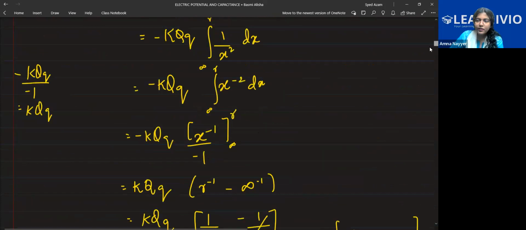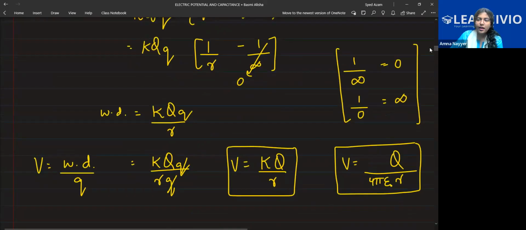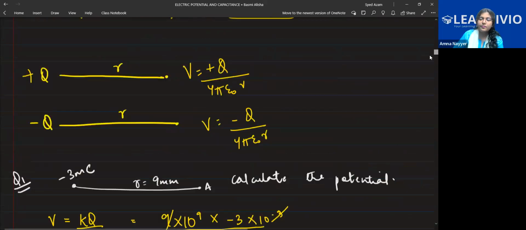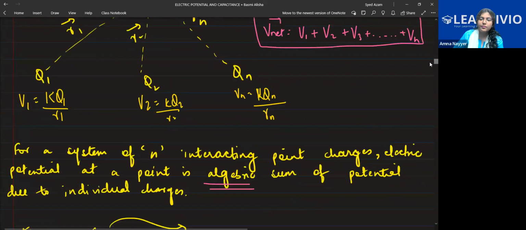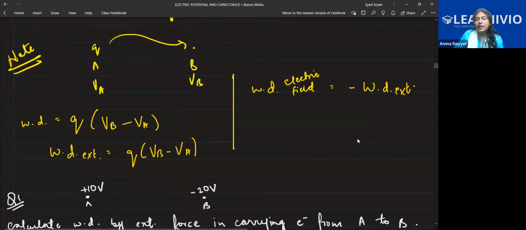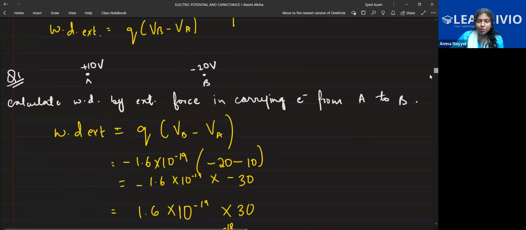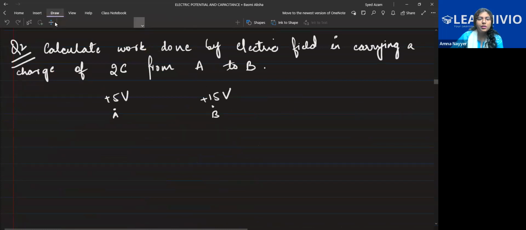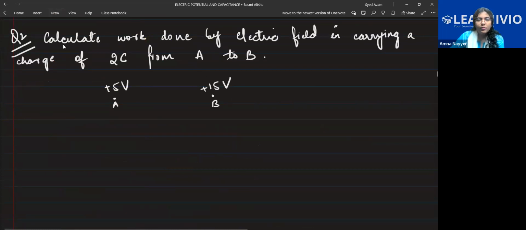Due to a point charge we have calculated, V is equal to KQ by R. We did the superposition principle. We have to practice a question also on this, that V1 plus V2 plus V3 will give you the net. I was discussing when you have the work done due to electric field and you have to calculate the work done due to external or vice versa, just multiply it with a negative sign. Like I'll show you a question. We were supposed to start from this. Calculate work done by electric field in carrying a charge from A to point B.